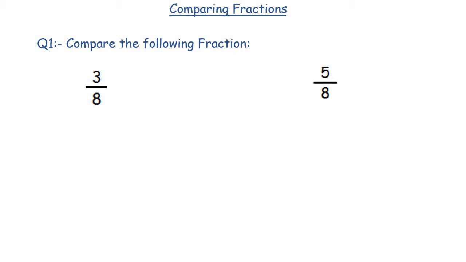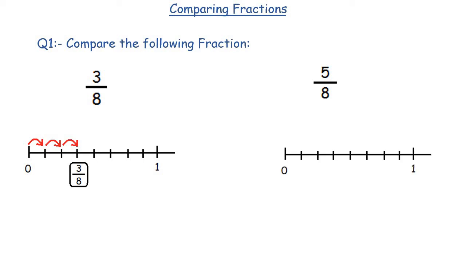Now on the number line, I want to draw the number line for the first one. I'm still behind 1 because I am taking part of a whole. So 3 pieces out of 8. I cut the way from 0 to 1 into 8 equal parts. For the first one, I need to make 3 jumps. 1, 2 jumps and 3 jumps. So here will be my fraction, 3/8.